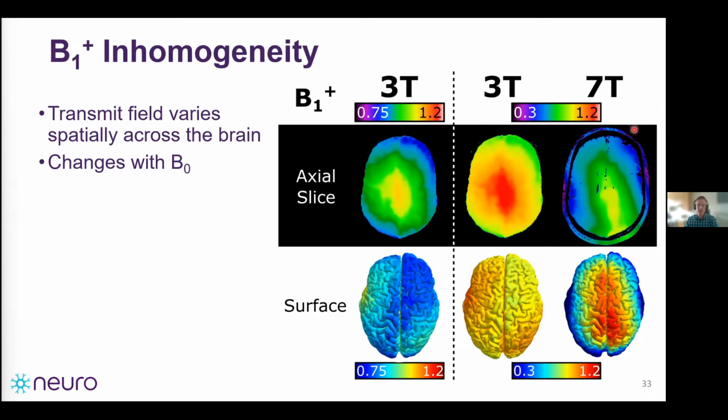At 7T, especially as you get down lower in the brain, if we're just looking at STX or single transmit, we're getting towards 30% or less. So that's a very large drop off. Again, if we were hoping to apply a 10-degree flip angle, now we're down to 3 degrees. So that's quite a large drop. And again, this variation is quite massive over the cortex. So it's something that's a big concern.